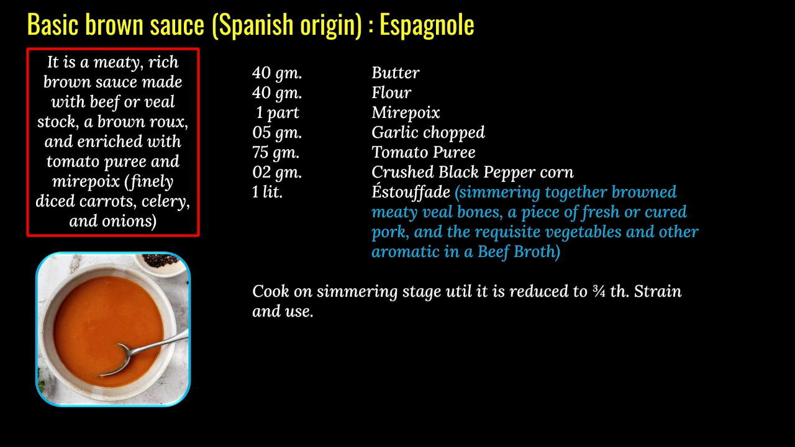Cook at a simmer until it is reduced to 3/4. Strain and use. All these ingredients will be cooked together and finally strained, and your brown sauce will be ready. That is Espanol.